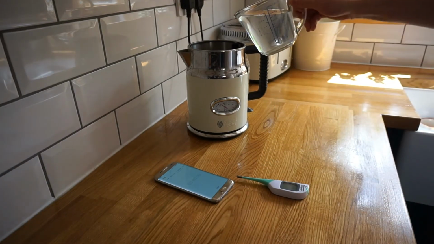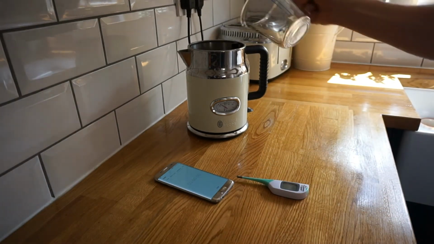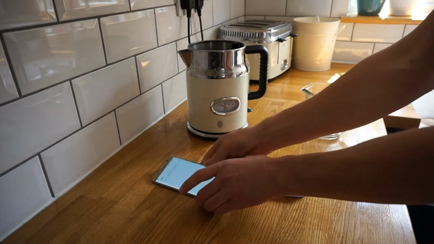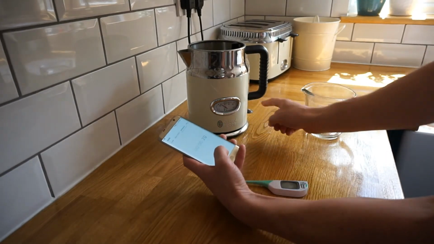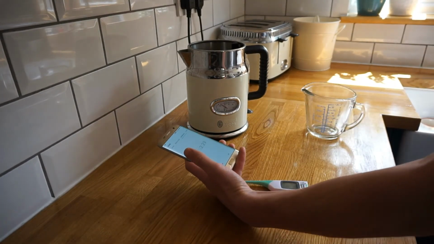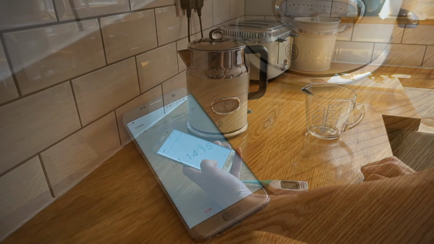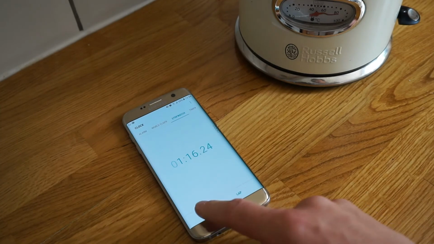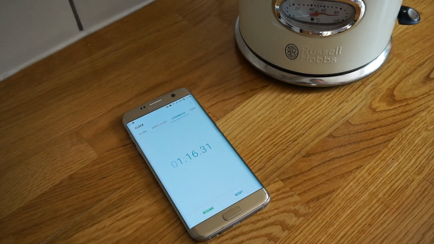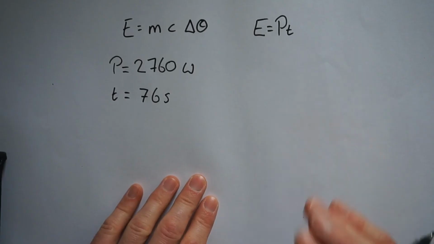So let's see what this looks like. I put in my 0.5 kilograms of water. I'm going to switch on my kettle and at the same time start my stopwatch. Put on the lid so we don't lose our energy. My kettle took 1 minute and 16 seconds to boil.